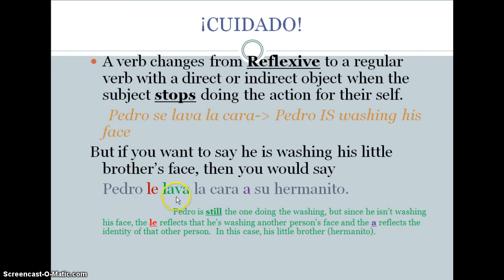Pedro is still the one doing the washing. That's why it's lava. But he's washing his brother's face. So instead of the me, te, se chart, I'm using the me, te, le indirect object pronoun chart. He's washing his brother's face, and the a reflects the identity of the other person. That's that a él le gusta, a mí me gusta. It's just the personal a, it tells us who it's happening to.